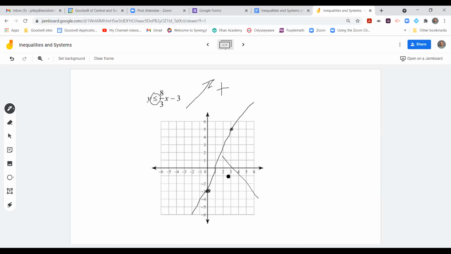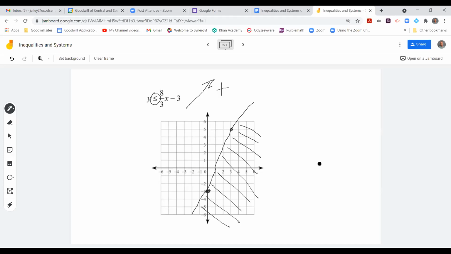Less than or equal to is going to be going in this direction. And this is those lines going from left to right there. That's usually how I show shading. You don't have to color it all in. You know, whatever makes the most sense to you.